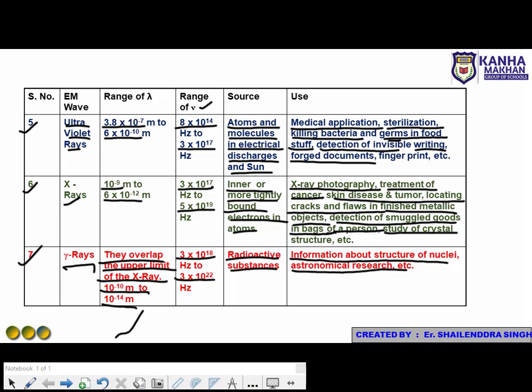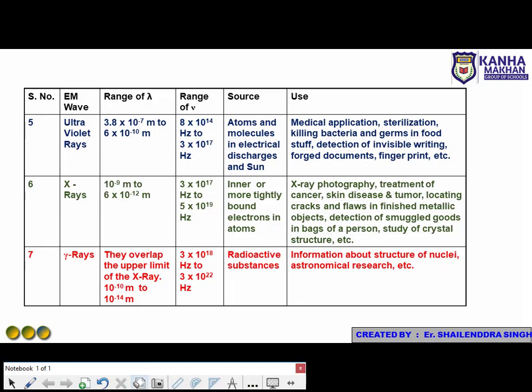So that is the part of the electromagnetic wave, and it is very easy to learn, and you must learn all these ranges because it will be asked for 2 marks in the board exam. Okay, it is the last part of your study, and it is the end of the EM wave chapter.